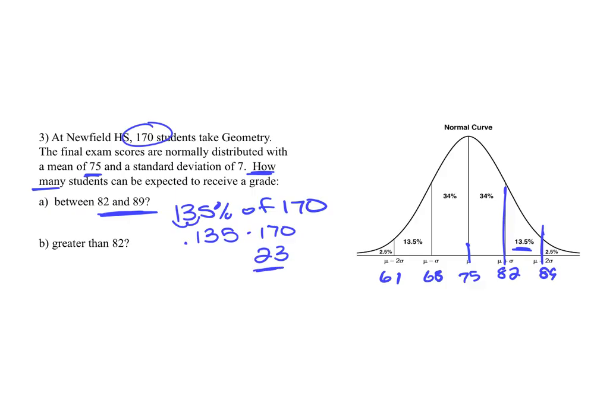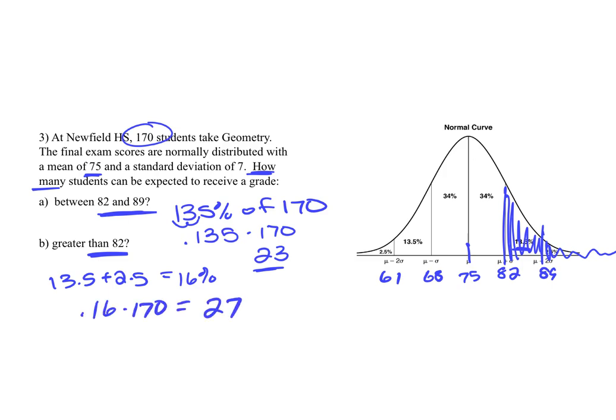So how about just greater than 82? So that means not just between here and here, but also everything after. So we just add the 13.5 and that 2.5 that I just colored over. Okay, and we get about 16%. And then, so that's 0.16 times 170, which would be about 27. So 4 extra people. There's only 4 people right there. There is 23 there. So you can see that the higher the hill, the more people will be there.